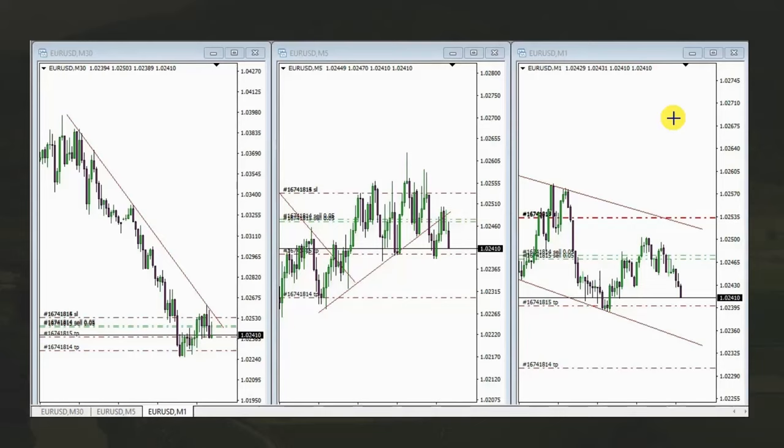Hello everyone, I'd like to share with you a few trades posted on Monday, November 21st, and this trade was shared by MF, who's trading EURUSD.